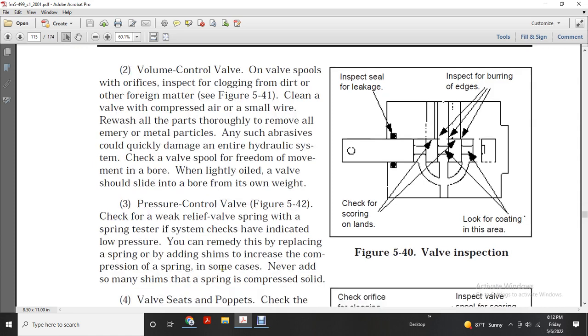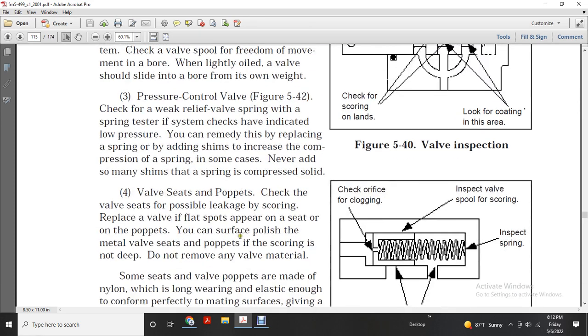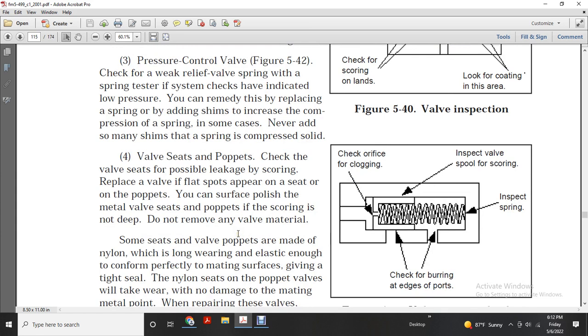Pressure control valve, Figure 542. Check the relief valve spring with a spring tester if the system indicates weakness. If the valve indicates low pressure, the immediate remedy is replacing the spring or adding shims to increase the compression of the spring. In some cases, never add so many shims that the spring is compressed solid. Check the valve seats and poppet for a possible leak or scoring.